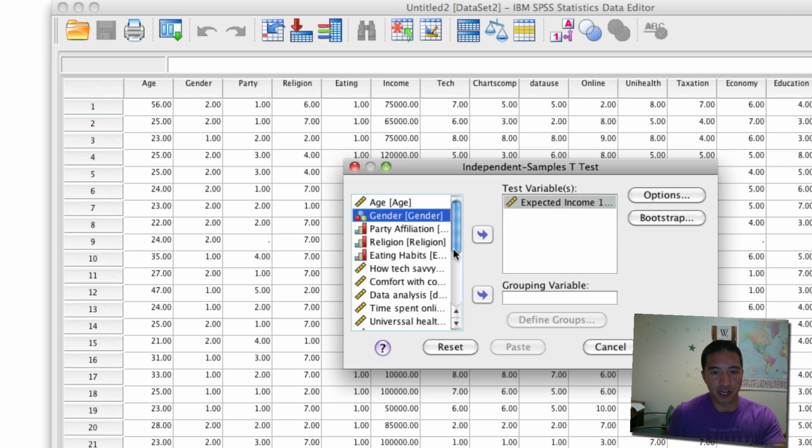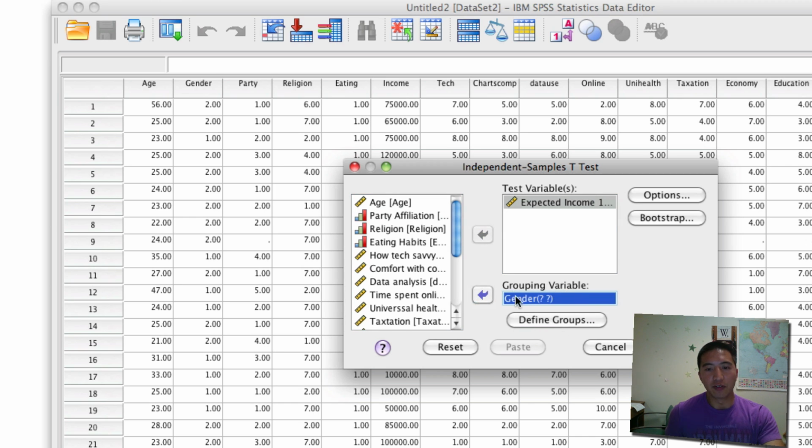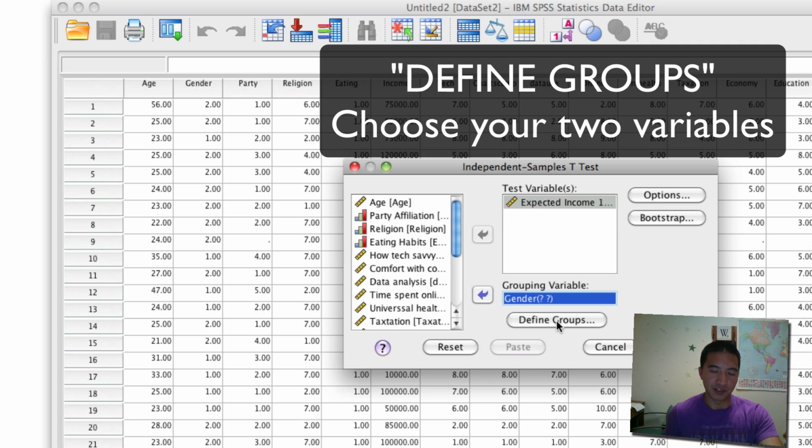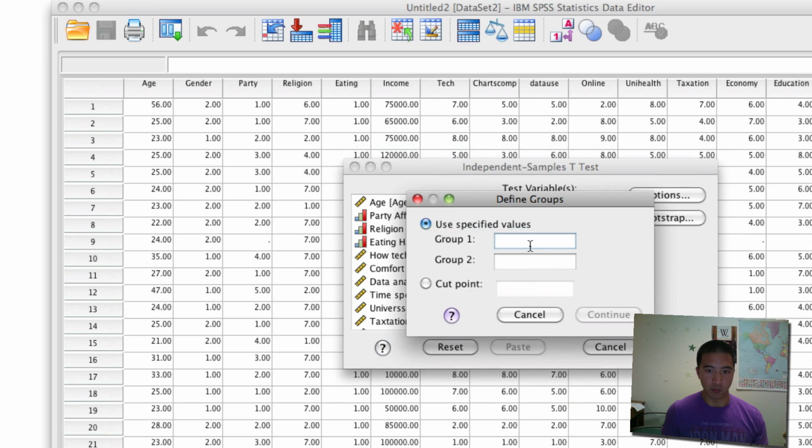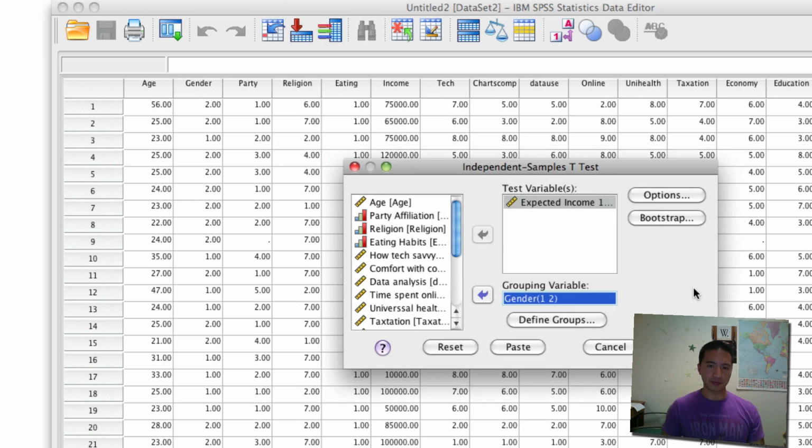So here we choose gender, and then we plop it into the grouping variable. You'll notice that it'll come up with two question marks. It is asking for you to define your groups. If you remember, back in the variable view, you would define your groups using numbers. In this example, 1 for male, 2 for female. You'll do the exact same thing. 1 for male, 2 for female.